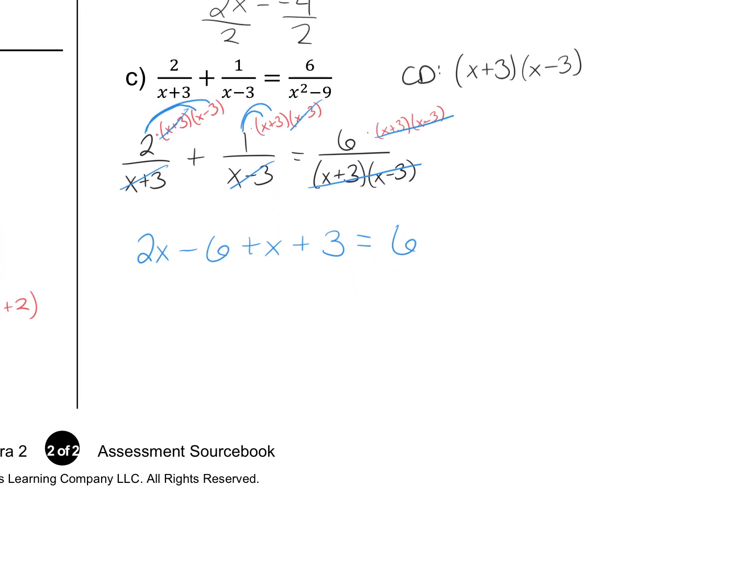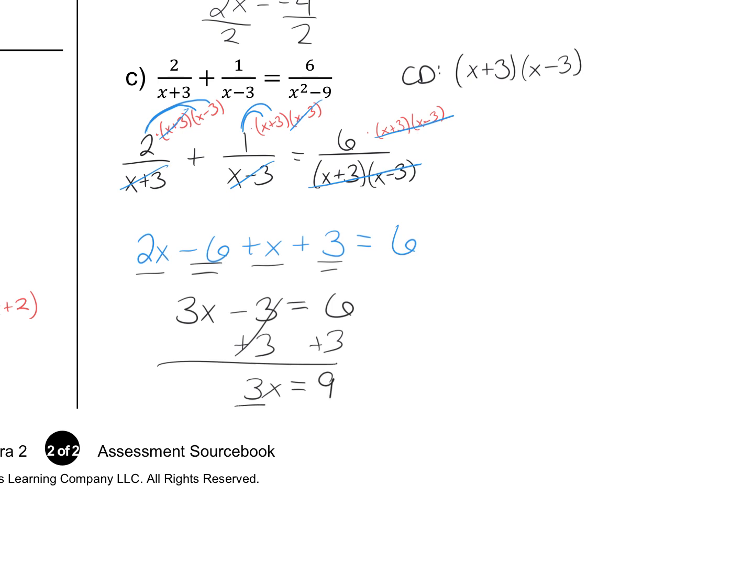What should I do with this left side here? Combine like terms. 2x plus x, 3x. Negative 6 plus 3, negative 3 equals 6. How do I solve here? Add 3. 3x equals 9. Divide by 3. X equals 3. Nice job.